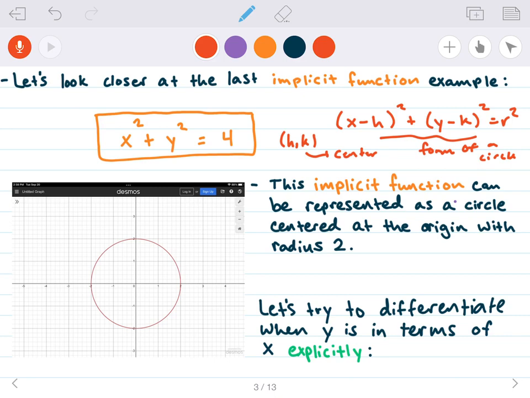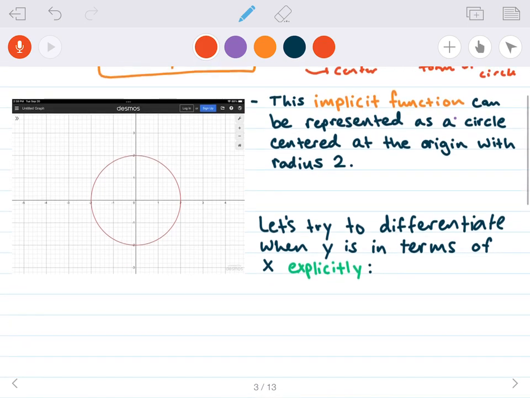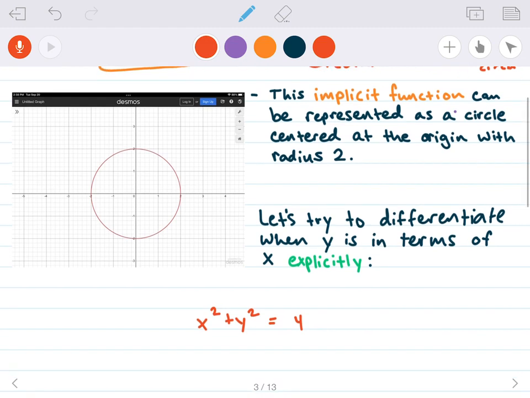And let's think about the derivative of this circle. What's the derivative? Well, we're finding the slopes of the tangent lines at every point on the circle. So let's try to do this explicitly. We start out with x squared plus y squared equals 4. What I want to do first is get this in terms of y and then differentiate, and we're going to see what happens here.